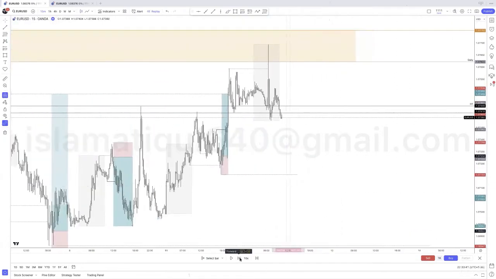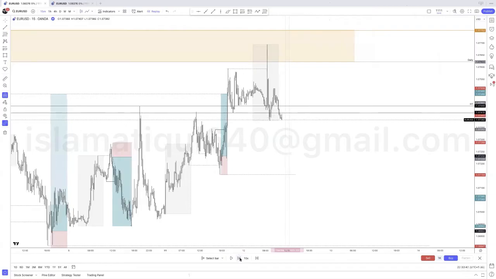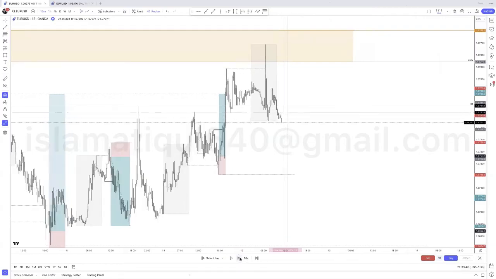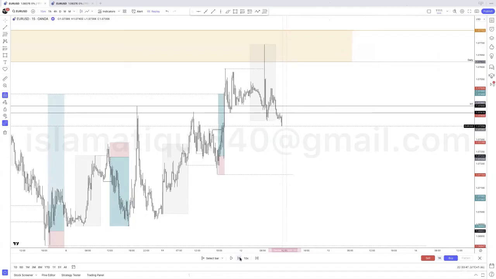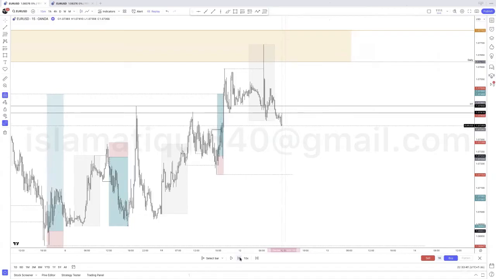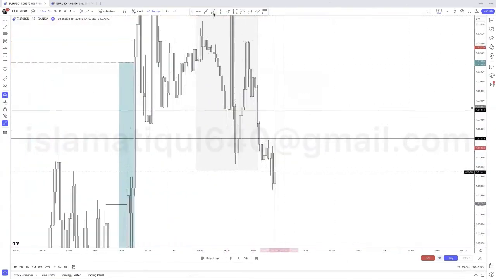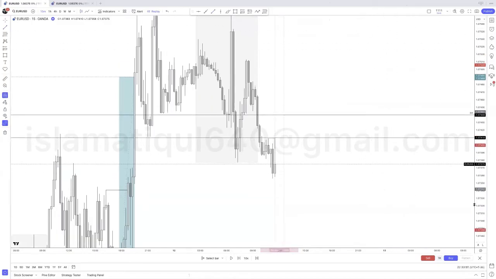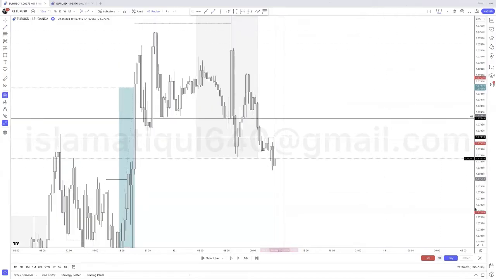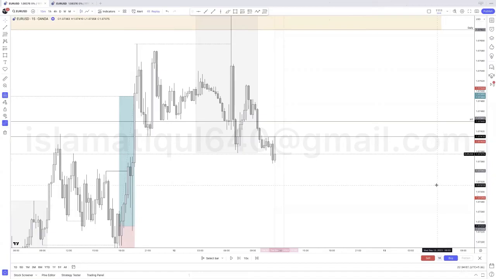Let's see. Wait for the timing. Timing is really important. Yeah, I can see a rejection, and we can even see a little sweep of the high. That's what I told you. Asia, like London, will do some type of manipulation. It doesn't have to always be the Asian high or the low. It could even be a short-term high like this.